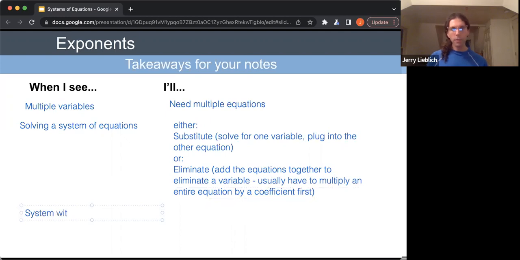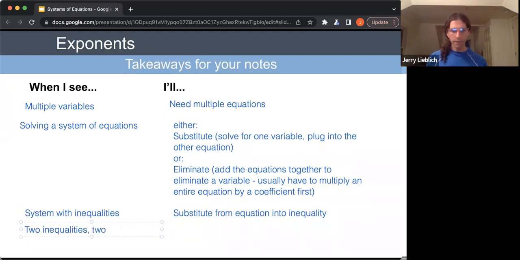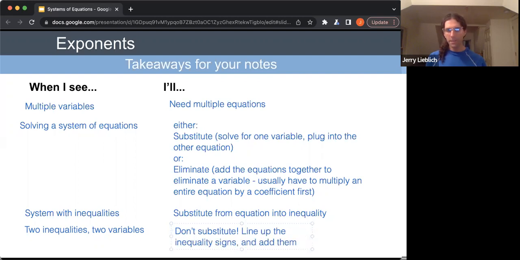When I've got a system with inequalities, I can substitute from an equation into an inequality. If I've got two inequalities and two variables, don't substitute. Instead, I'm going to add them together. Or let's clarify that: line up the inequality signs and add them together. And don't subtract them. That would flip the sign.